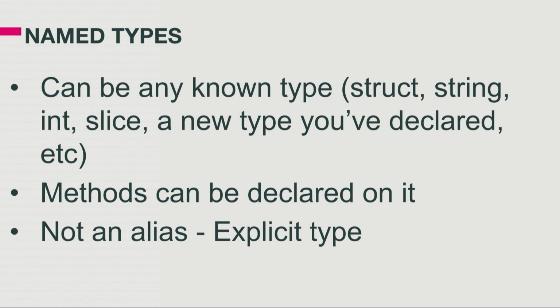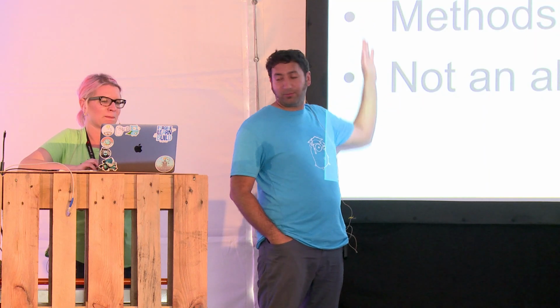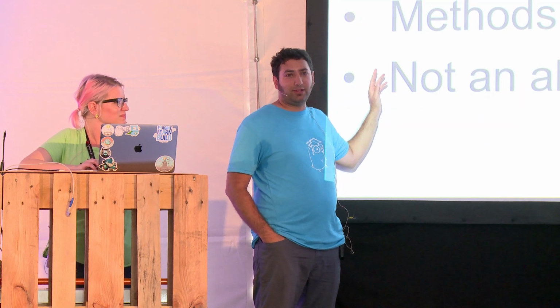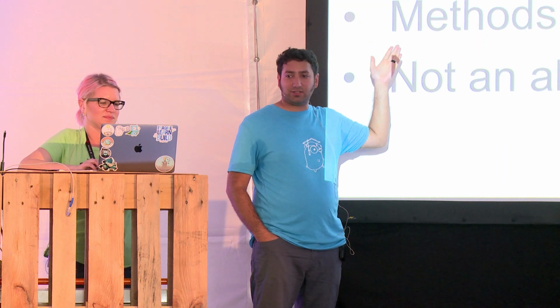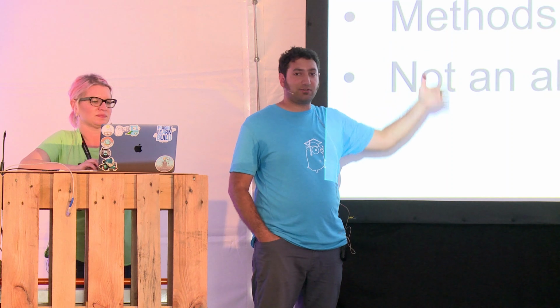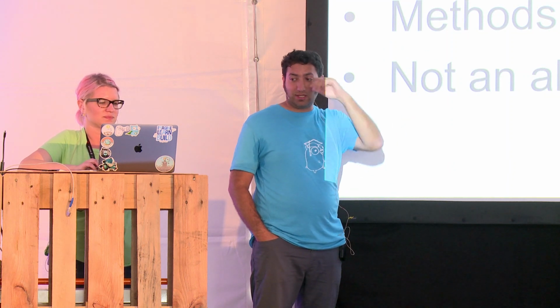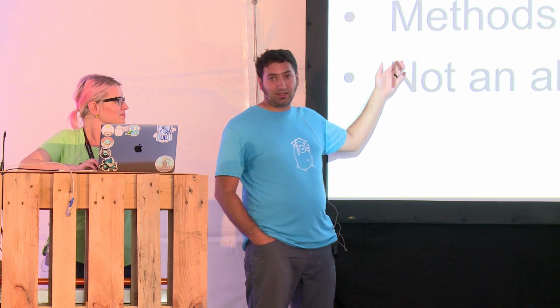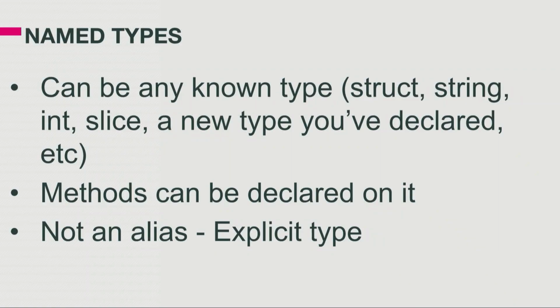Actually, there's two really important things to know about this. Well, all three of these are important. We've got three important things, all of which are on this slide. The first one is you can create a new type that is not just a struct. You can create a new type that's a string or an array or a slice or a channel. Just like in object-oriented programming, you can define methods on your types. On any type that you create, you can define methods on it. And this is important: it's not an alias, it's an explicit type. So even if I have something that looks the same, has the same structure to it, it's a different type. They're not compatible.